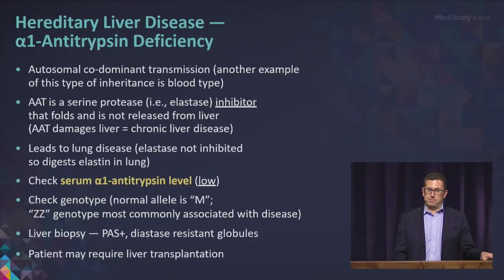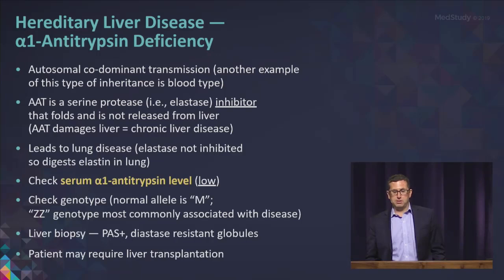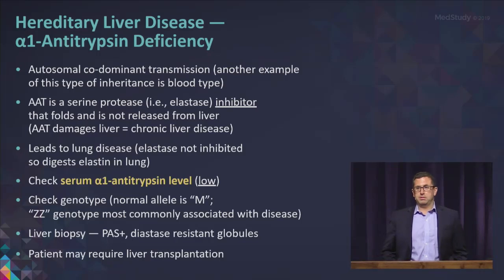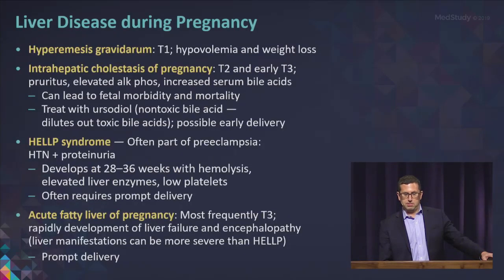This is the last of the hereditary liver diseases. So there's alpha-1 antitrypsin. This is a serine protease inhibitor that folds and is not released from the liver, and it damages the liver. It's actually a protease inhibitor. So if that is not released from the liver, it can't inhibit elastase in the lungs. So that leads to lung disease. And generally, you want to check a serum alpha-1 antitrypsin level, and you could actually do a genotype to look for whether it's definitely present or not.